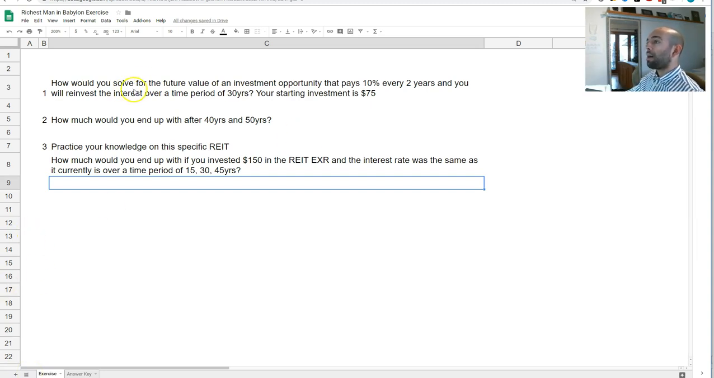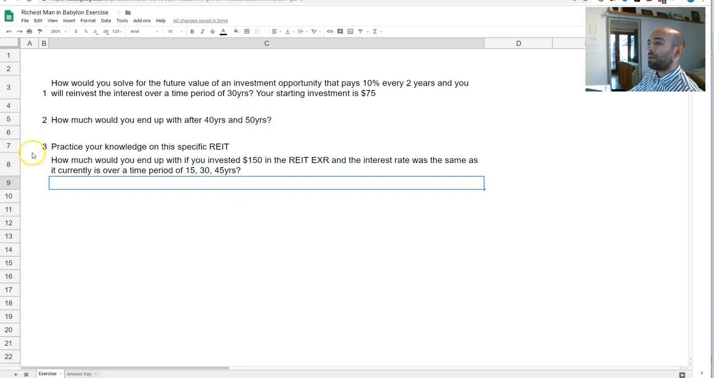Number 1, how would you solve for the future value of an investment opportunity that pays 10% every 2 years and you will reinvest the interest over a time period of 30 years? This means you're not taking any interest out, you're just putting it back into the investment. Your starting investment is $75. For number 2, how much would you end up with if instead of 30 years, it was 40 years and then 50 years?